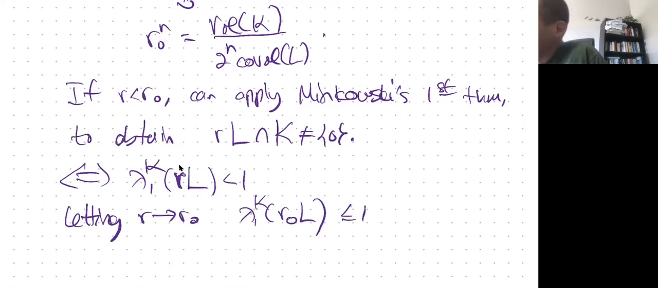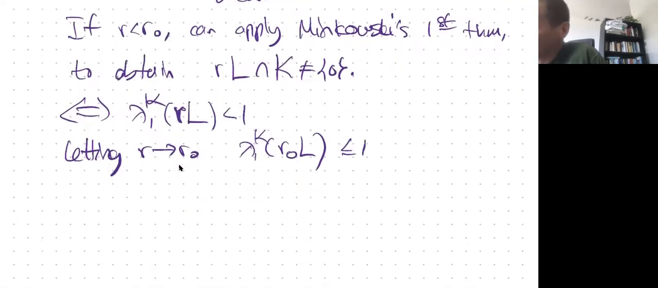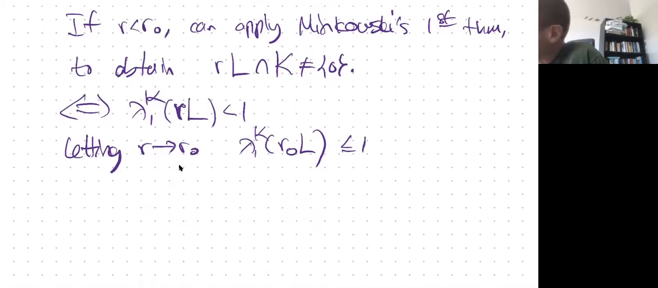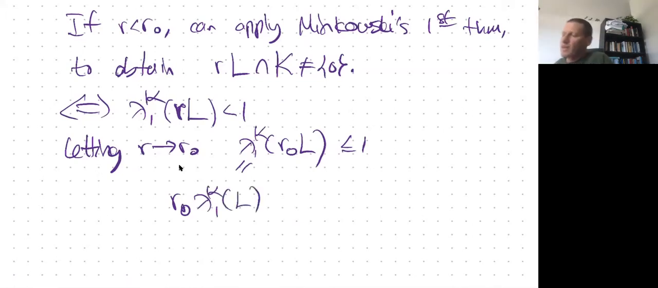And so now moving things over, this means that this thing is exactly, by rescaling, R0 and lambda 1 K applied to L. There's something a little bit confusing about the notation. This K stands for a convex body, not for the integers.